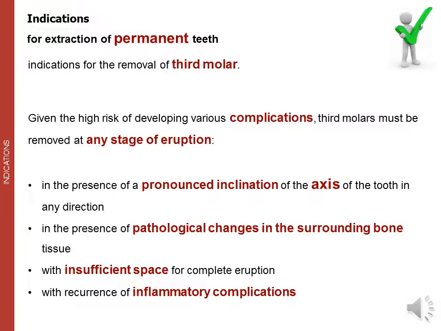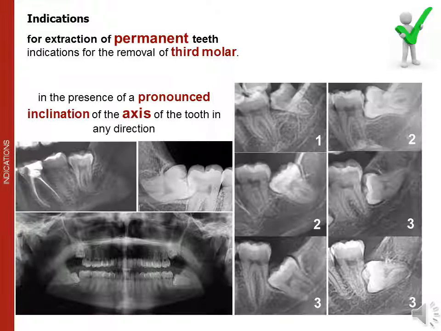Given the high risk of developing various complications, third molars must be removed at any stage of eruption: in the presence of a pronounced inclination of the axis of the tooth in any direction, in the presence of pathological changes in the surrounding bone tissue, with insufficient space for complete eruption, and with recurrence of inflammatory complications. On this slide, you see different variants of a pronounced inclination of the axis of the tooth in any direction.